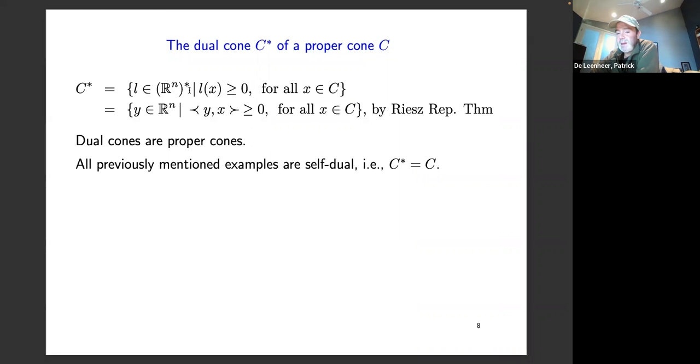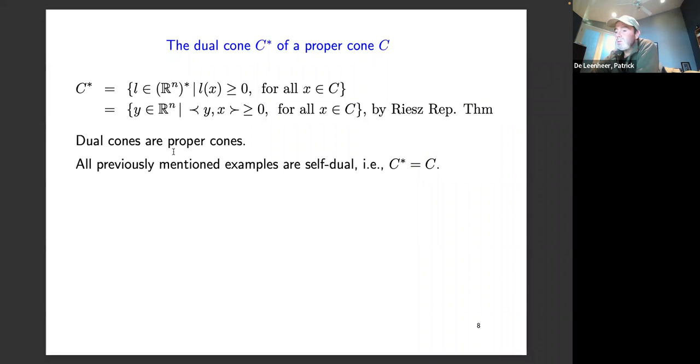And because of the identification of linear functionals with inner products, thanks to the representation theorem, we can identify dual cones with subsets of Rn. And so these are the subsets, so that this is the standard inner product of y and x. The inner product of y and x has to be non-negative for all points in the cone. And the dual cone consists of all those, you can think of them as row vectors, all the y's, whose dot product with any x in the cone is not negative.